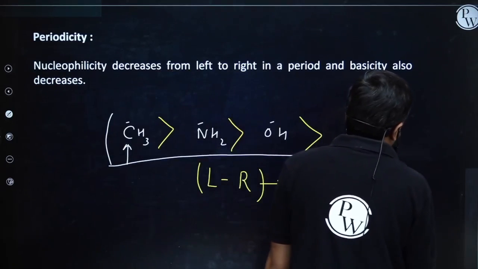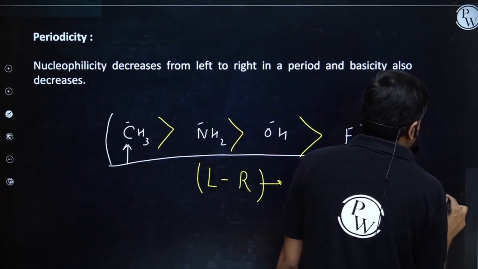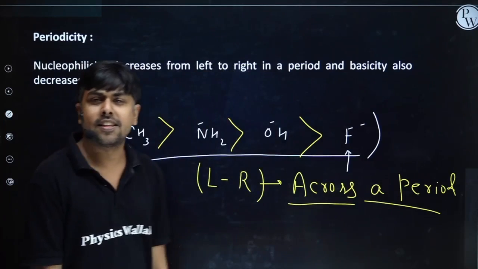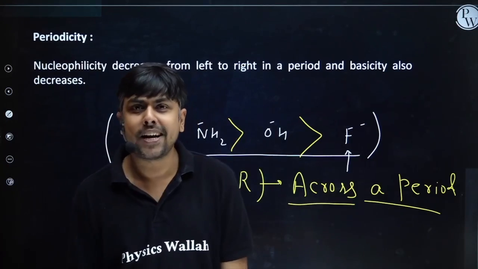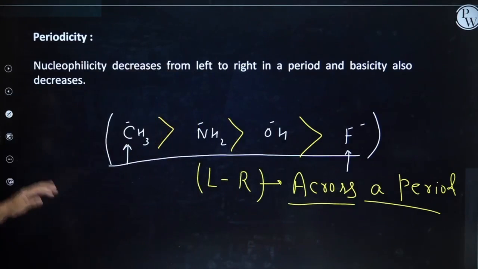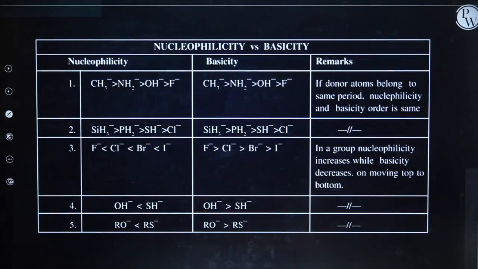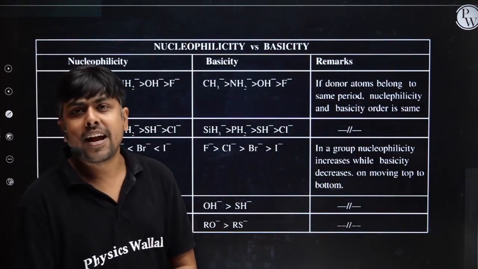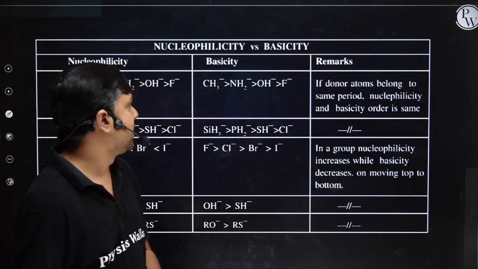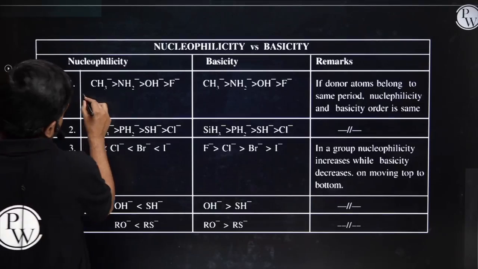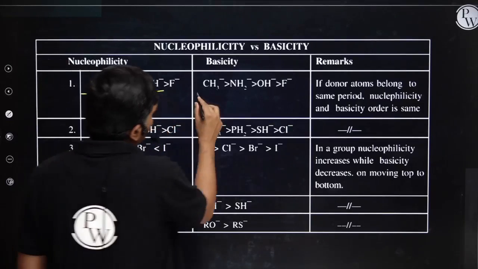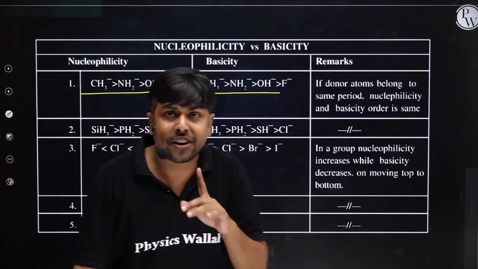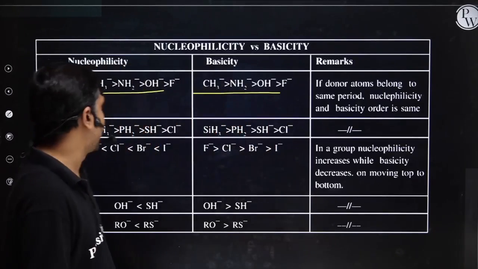Across a period, nucleophilicity as well as basic strength decreases. Is this clear? Shall we move ahead? Let's move ahead. Students, these are some of the examples through which we can understand nucleophilicity and basicity. Across a period, both nucleophilicity as well as basicity decrease if we move from left to right. Am I clear? Okay. Next one.